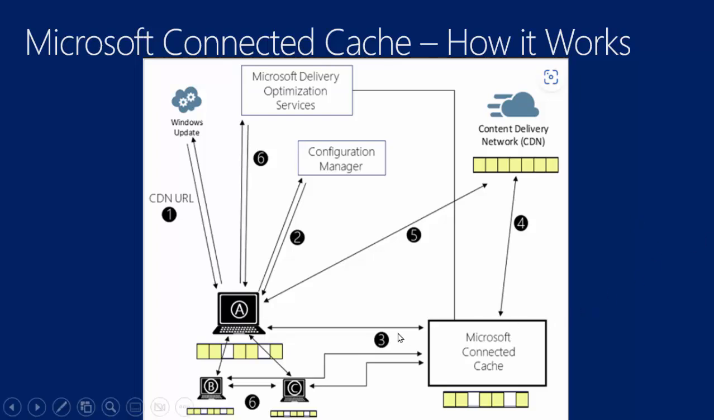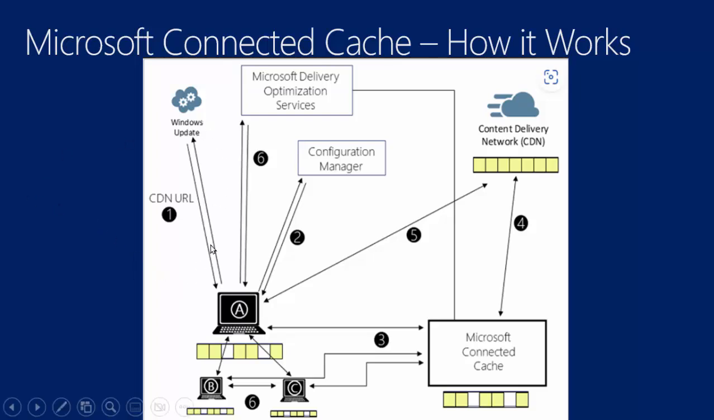So if we follow this, item 1 is that the clients are configured by ConfigMgr for Connected Cache and delivery optimization, and so they know that information. Again, I'll show you that. I honestly don't like the way that ConfigMgr configures the clients for delivery optimization and Microsoft Connected Cache. More on that in a minute. But in this example, that's happened.